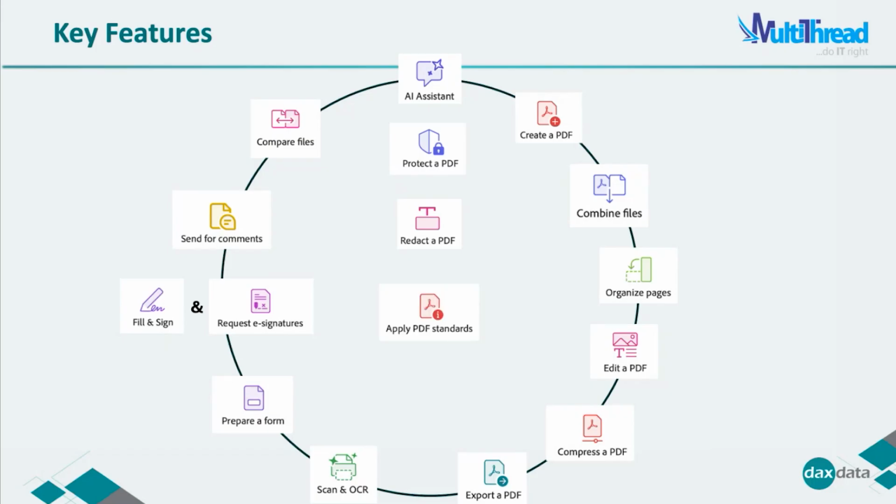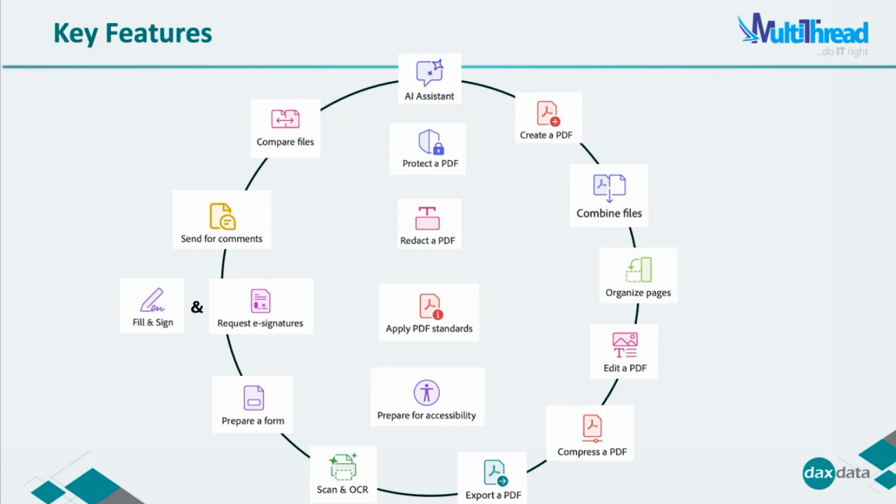You can apply PDF standards, and one of these standards is the archive standard. So maybe you've got some PDF documents that you need to have available in 10 or 20 years' time. You can make sure that they meet this international standard for future-proofing your PDF documents. And then finally, accessibility.